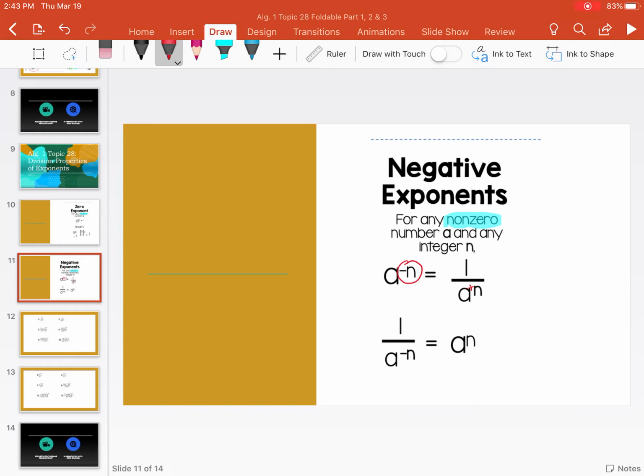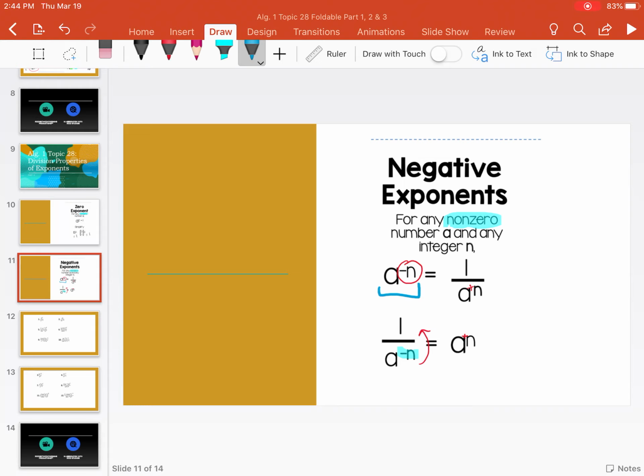Now this goes two ways. If we have a negative exponent in our denominator, in order to make it positive, we can flip it to the numerator and it becomes positive. So basically, whenever you see a negative exponent, if it's in the numerator, flip it to the denominator. If it's in the denominator, flip it to the numerator. And when I say flip it, I mean flip that entire quantity that it's attached to.